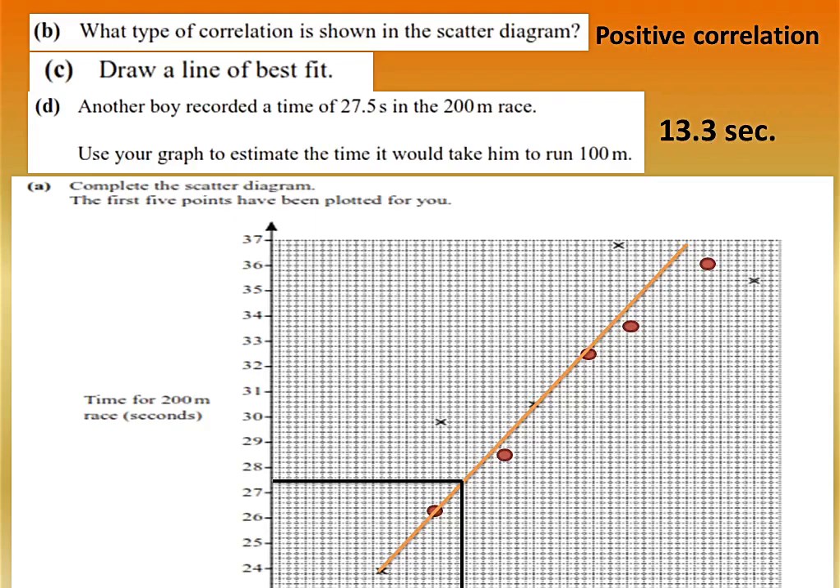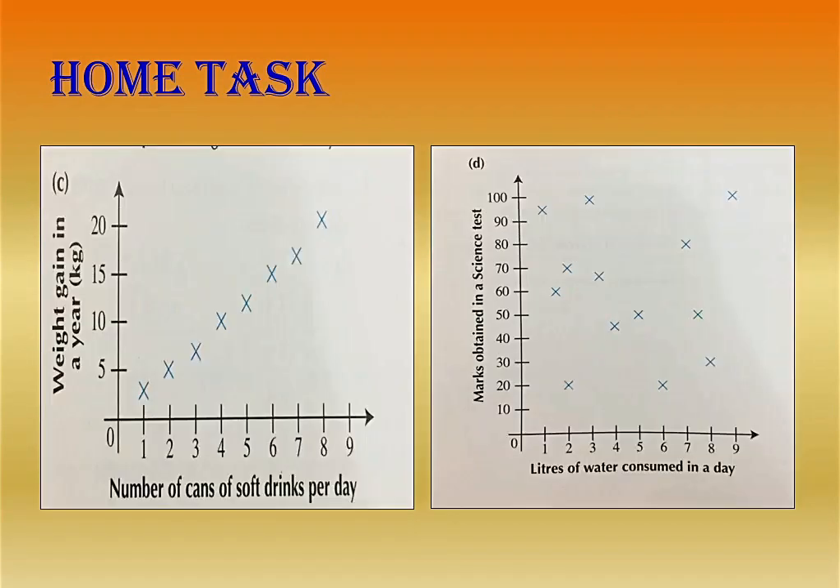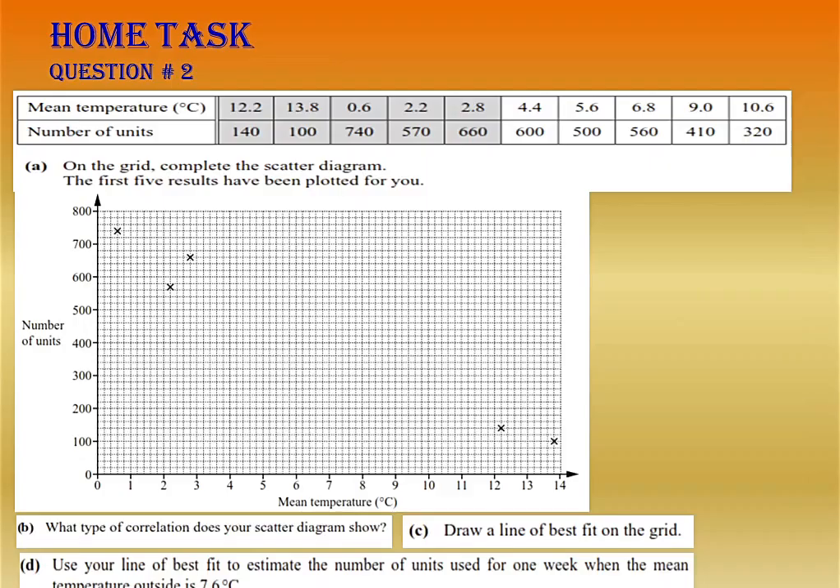It was the answer of all your parts. Now it's your home task. In this, you will only state the type of correlations. There are four parts for this question: A, B, C, D. You will do it by yourself. And for the second question, it is the same as I have solved for you. So 5 points are already plotted, and the other 5 points you will plot by yourself and answer the given questions.